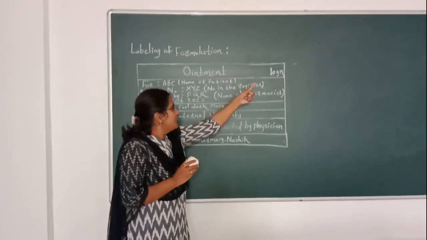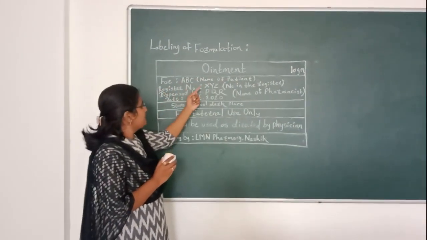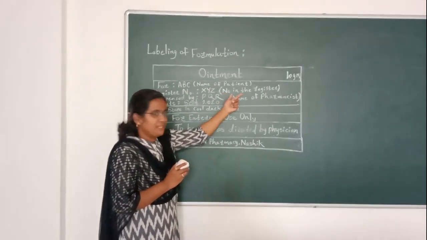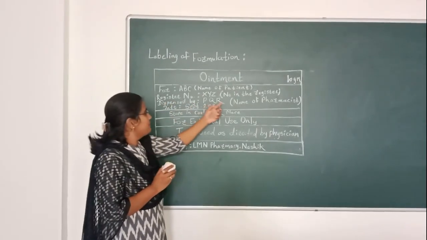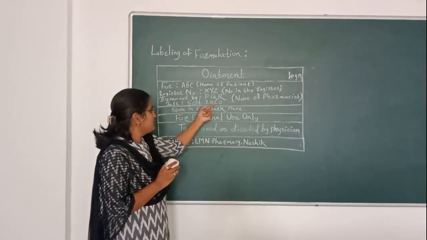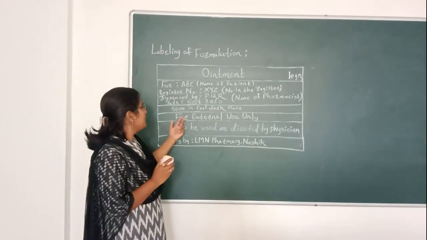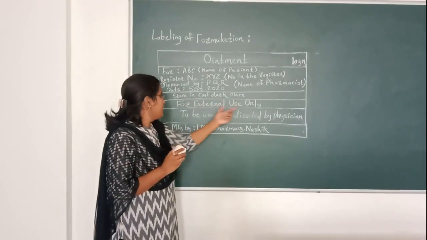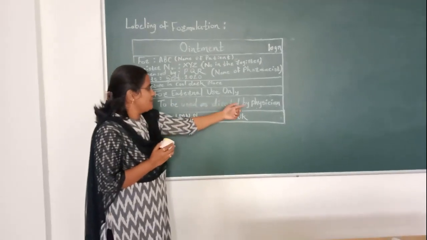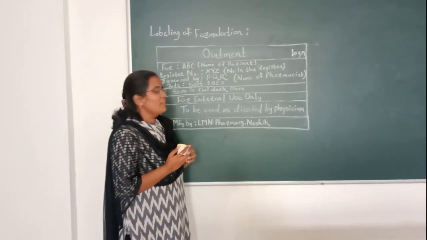Ointment 10 gram. For ABC, meaning the name of the patient; register number XYZ, which is the number given in the register; dispensed by PQR, meaning the name of the pharmacist; date September 2020, this is the manufacturing date; store in a cool and dark place, this is the storage condition. For external use only, to be used as directed by physician. Manufactured by Element Farms in Nashik.